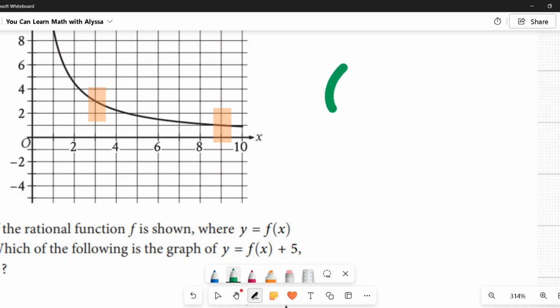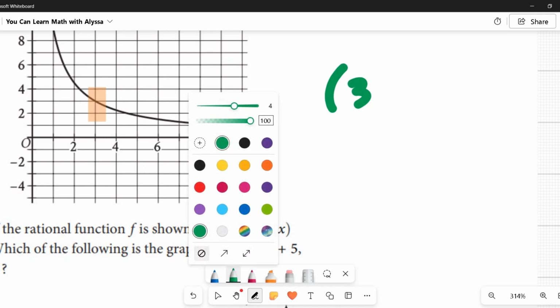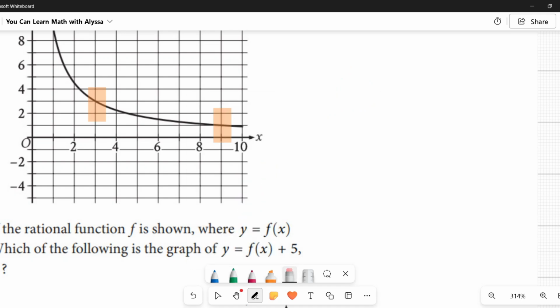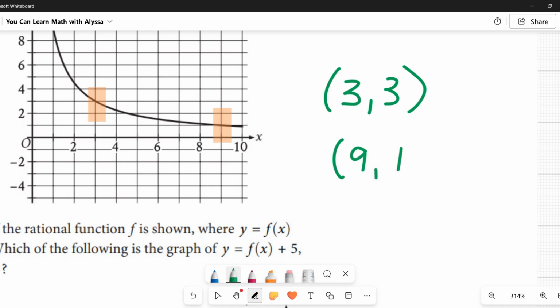So the first one there would be this. Let's make this a little smaller so you can actually see this. Hey, there we go. That first one is 3, 3. And that second point is 9, 1.